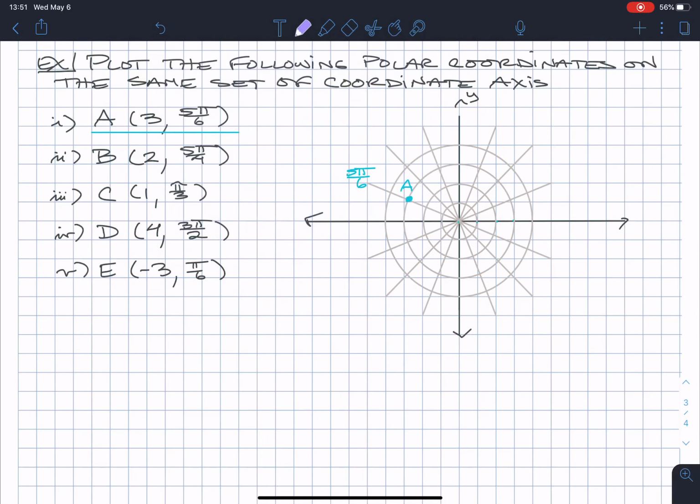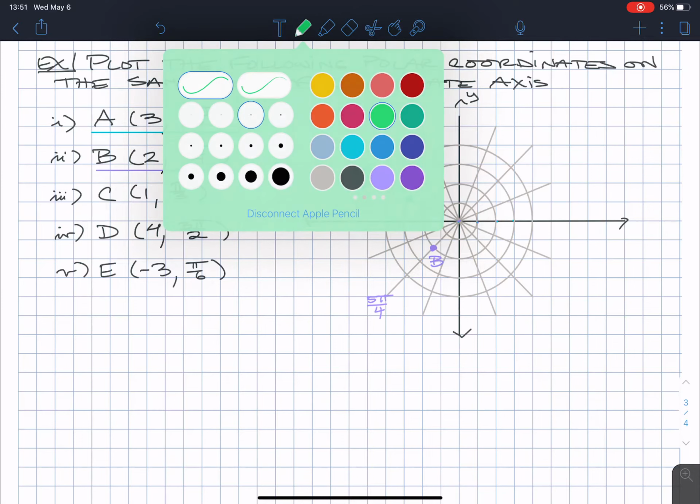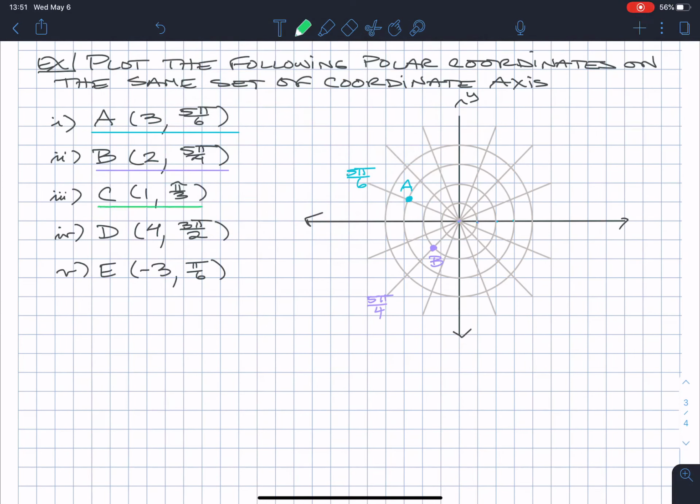So now let's do the same for point B. So I start at the pole, and I go to the right 2 units, and then I sweep through an angle of 5 pi over 4. Well, 5 pi over 4 is in quadrant 3, so this is 5 pi over 4. And I'm on the circle of radius 2. Now let's look at C. So from the pole, I go out a radius of 1, and I sweep to an angle of pi over 3. So C is at pi over 3 on a circle of radius 1.